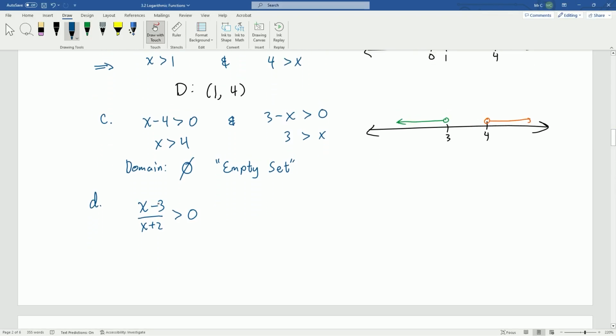So as to say, a fraction is positive if both the numerator and denominator are positive. In other words, when I divide a positive number by a positive number, I get a positive. And also, when I divide a negative number by a negative number, I get a positive. So we need either x minus 3 has to be positive and x plus 2 has to be positive, or so either both of these must be true, or they must both be negative.